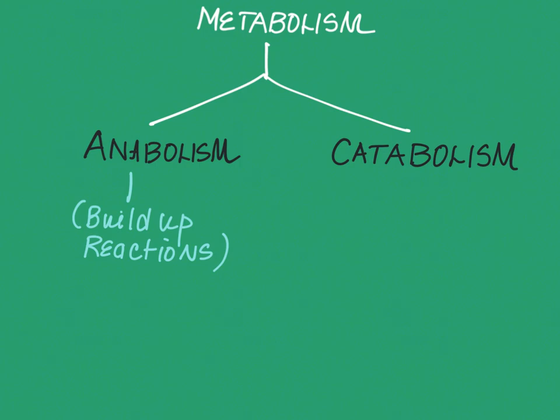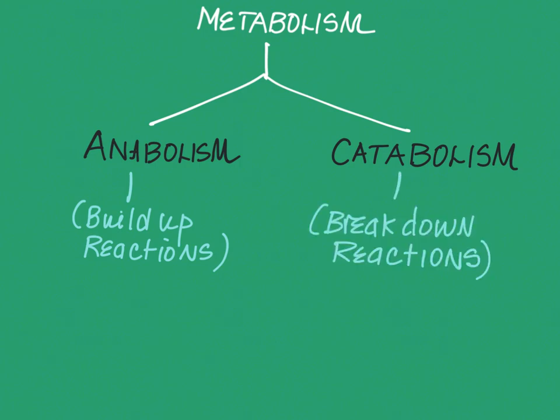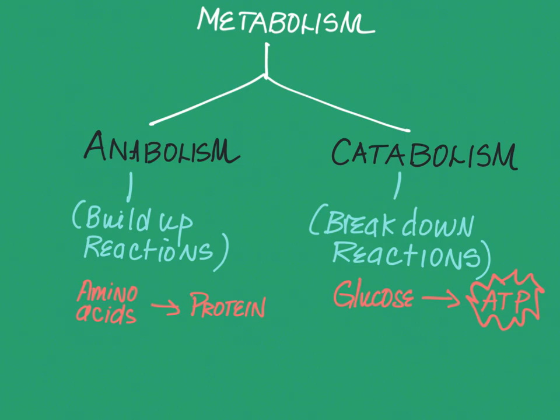For example, in the case of anabolism, we're talking about amino acids coming together to make a protein, a large structure. So you're building something. With catabolism, we're talking about glucose being broken down to provide energy in the form of ATP.